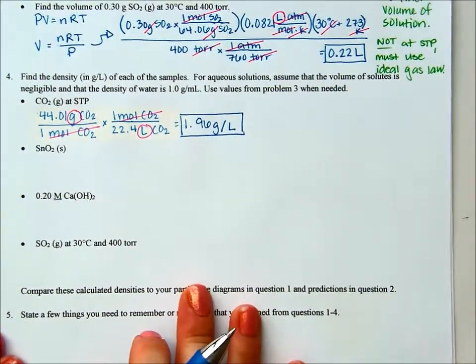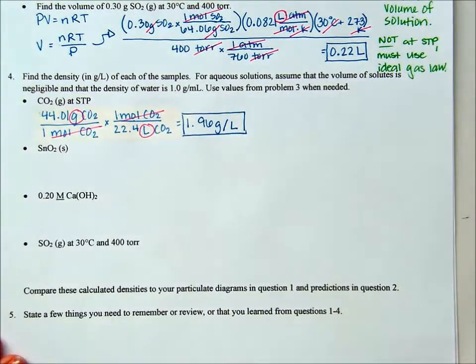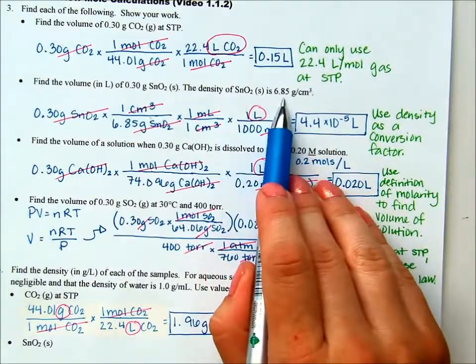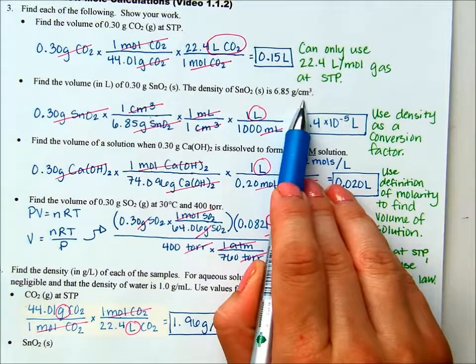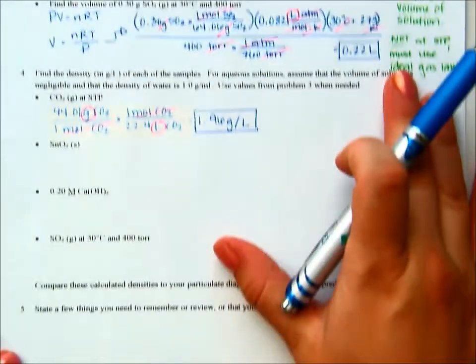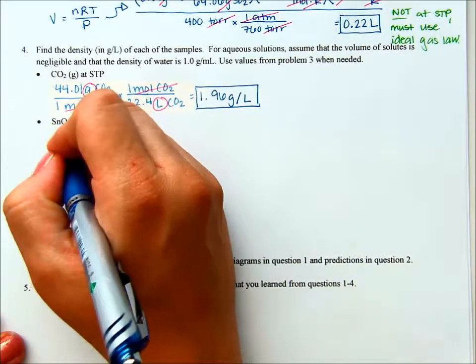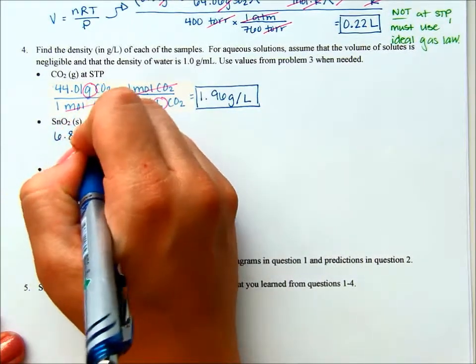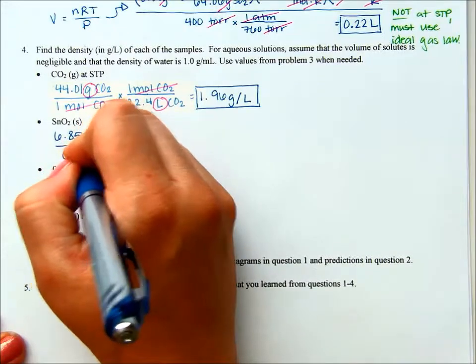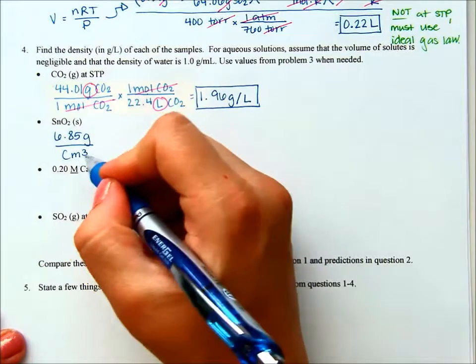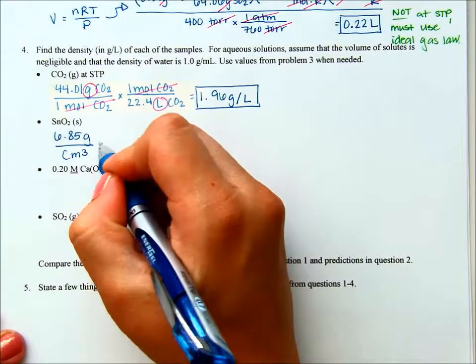Okay, next one, tin oxide, our solid. So we know that the density is 6.85 grams per cubic centimeter, so if we look back up here, we're actually almost there. We already have the density, we just need to do some unit conversions. Looking back, we knew from our previous problem that the density is 6.85 grams per cubic centimeter. So we just need to be in grams per liter, and the only thing we need to do is convert this cubic centimeters down here to liters.